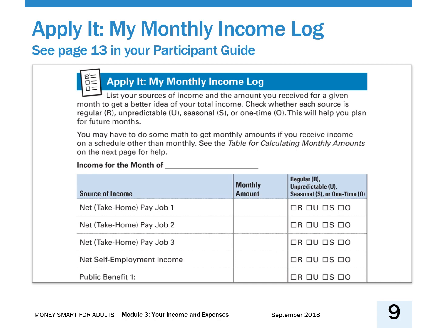You may have to do some math to get monthly amounts if you receive income on a schedule other than monthly. You have a table for calculating monthly amounts on the next page for help. Again, use your payment statements, contract or self-employment records, public benefit statements, and orders of alimony or child support to help you accurately complete this.